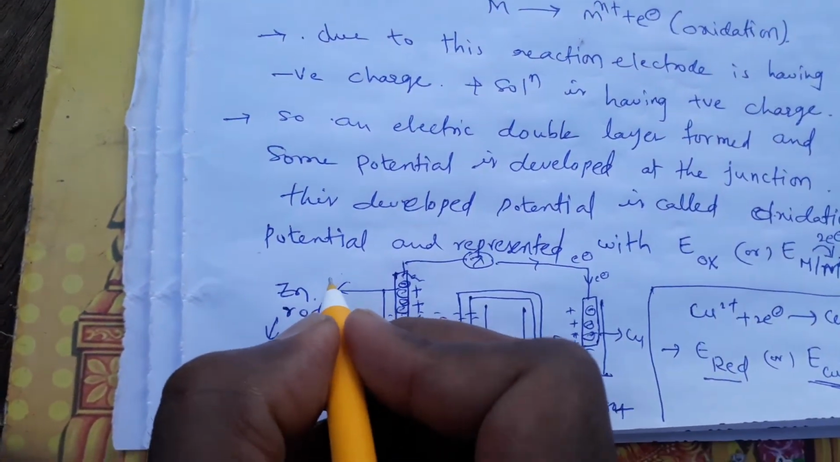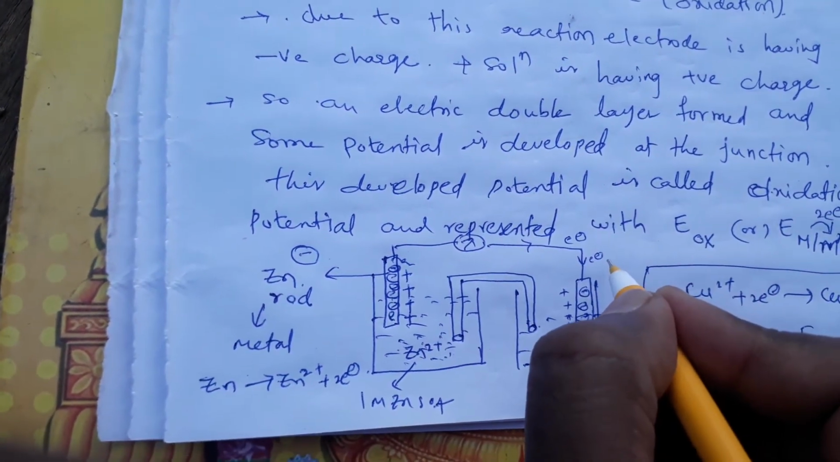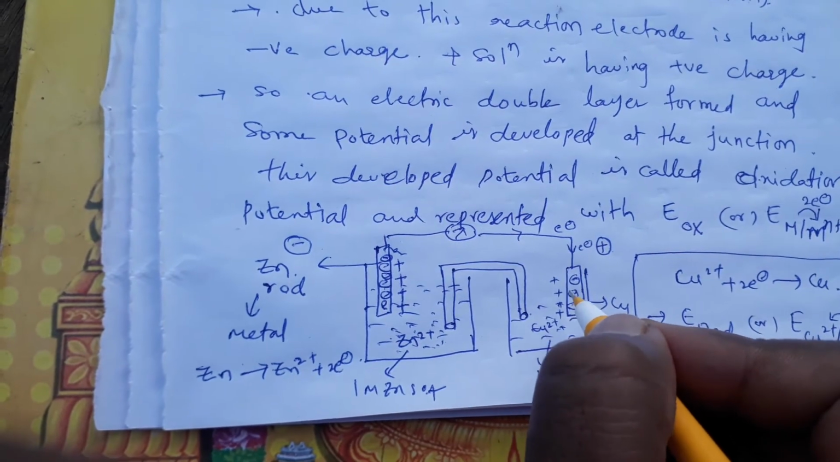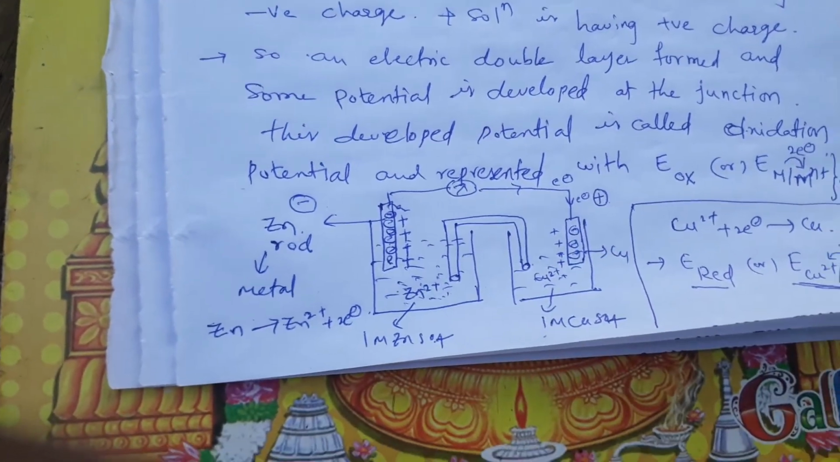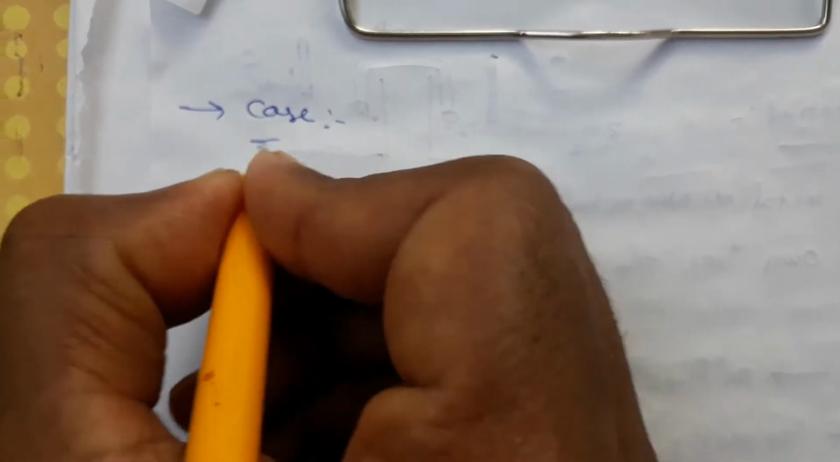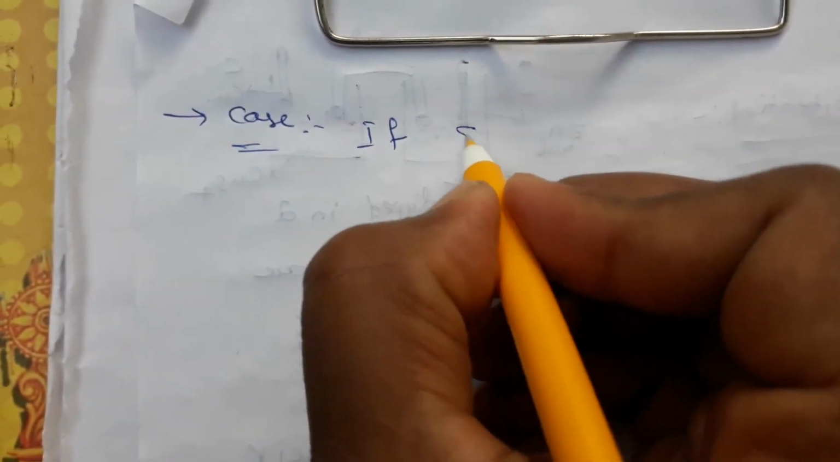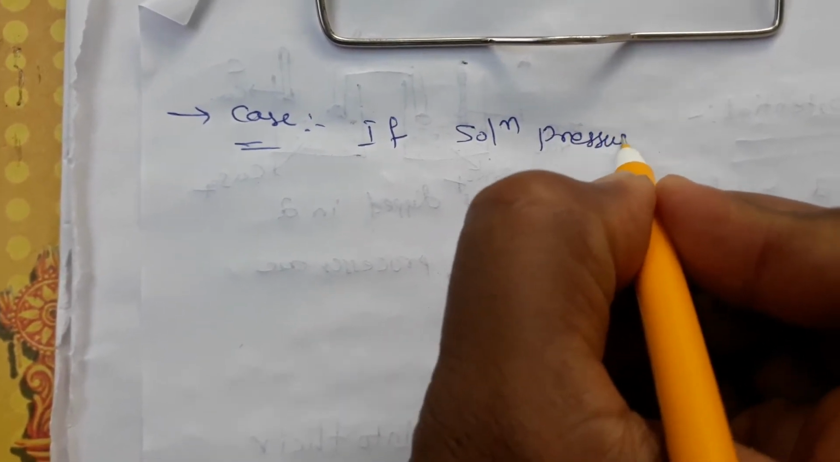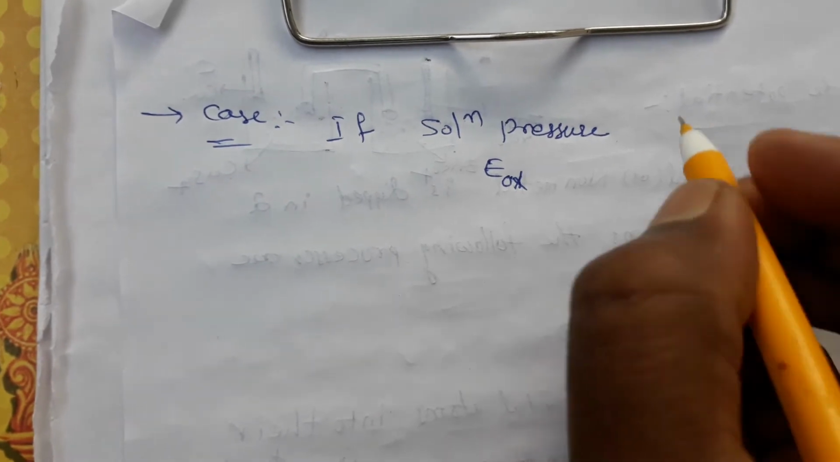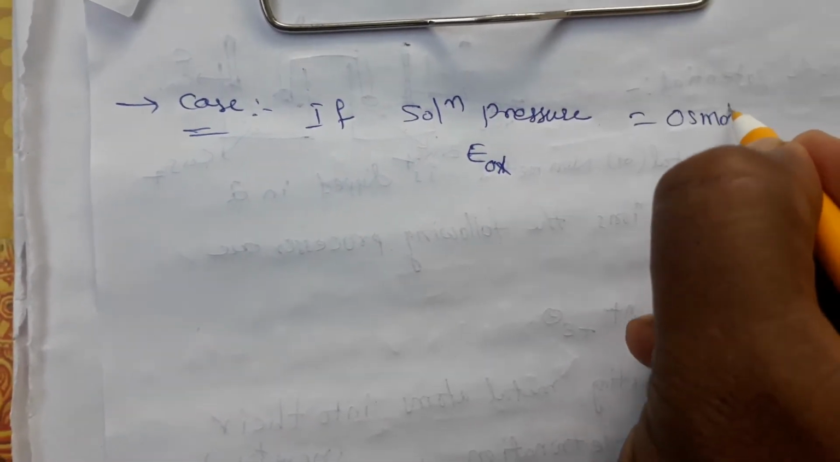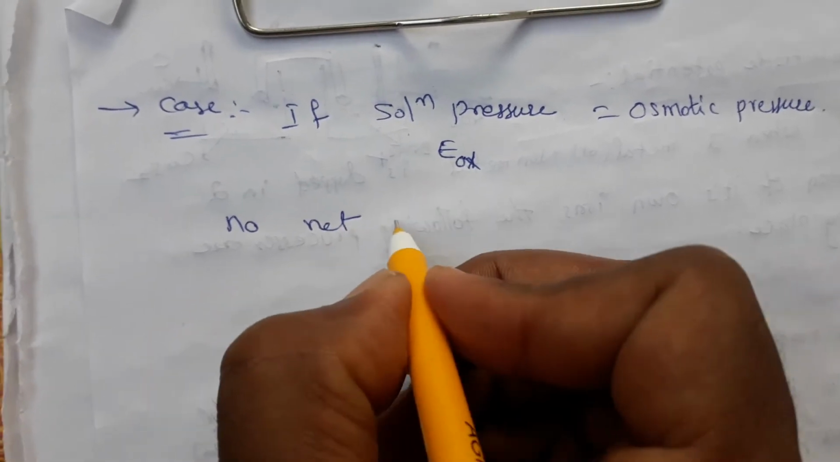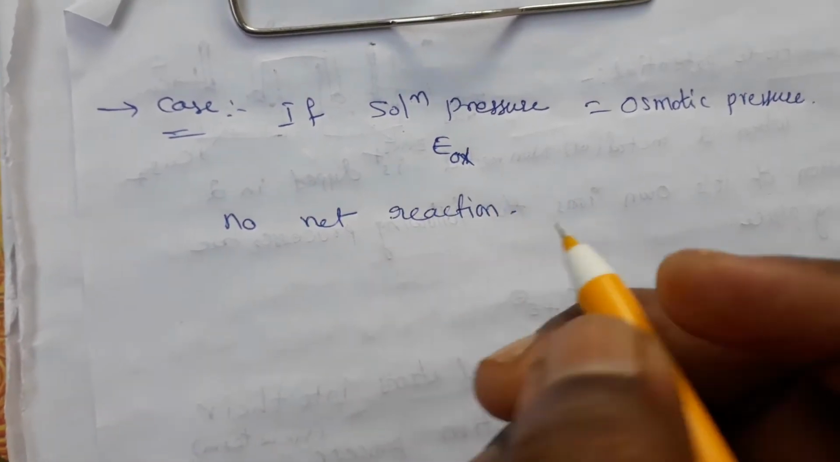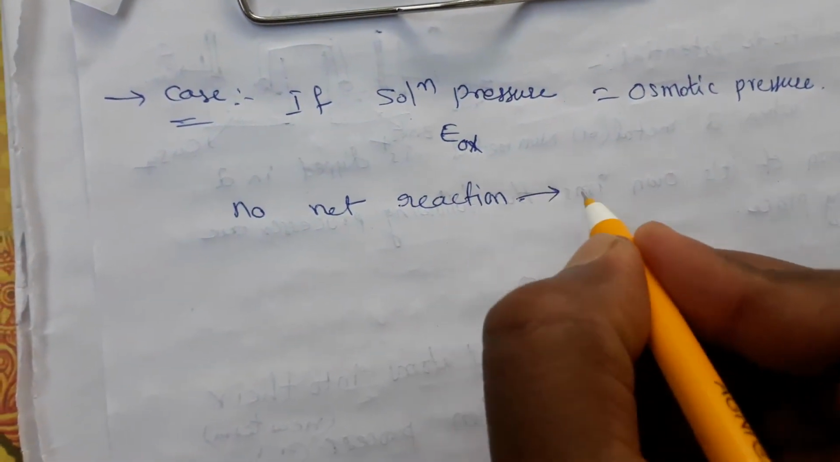Here it has some negative sign, and here this one has some positive sign, because accommodation of the positive sign will take place, so this gives the positive sign due to the electrode potential. Now case 2: if solution pressure, that is E ox, pressure equals osmotic pressure, then no net reaction will take place. In this case the electrode is called a null electrode.